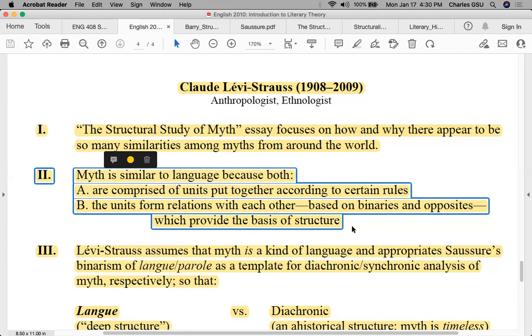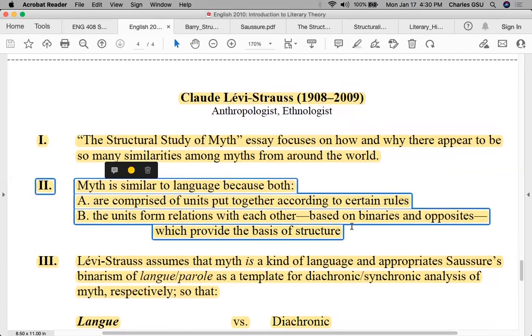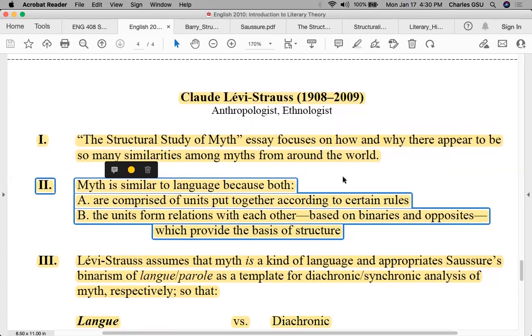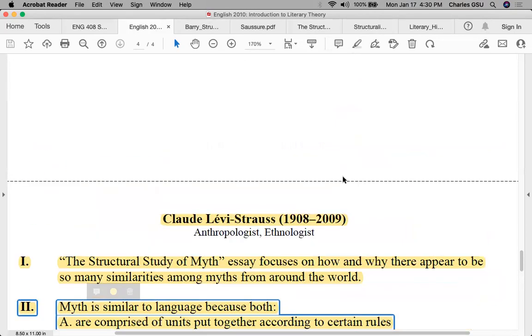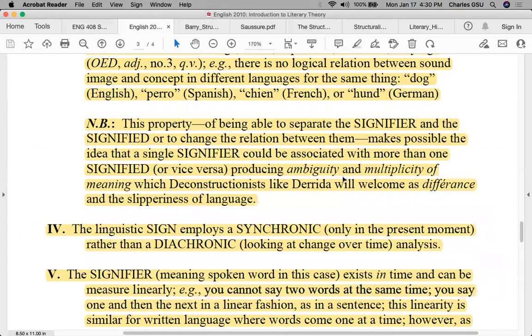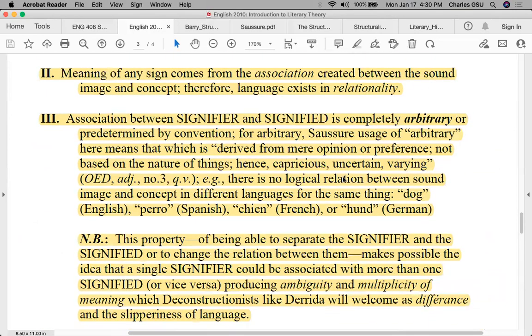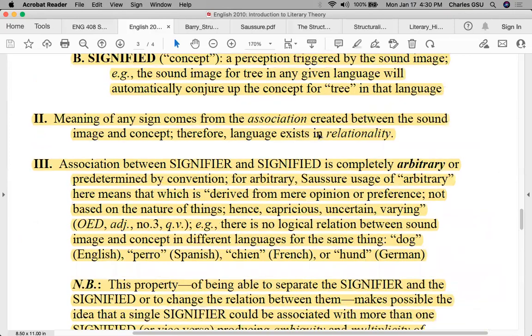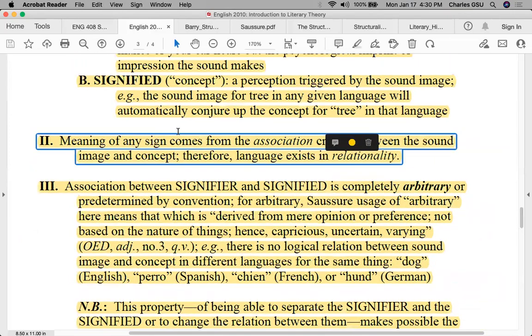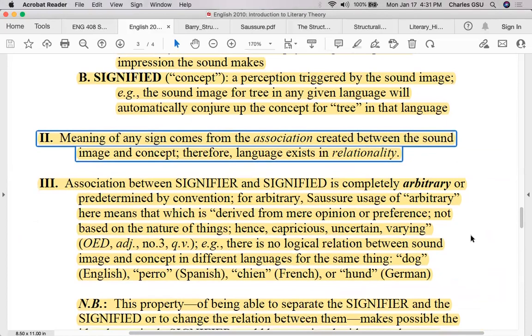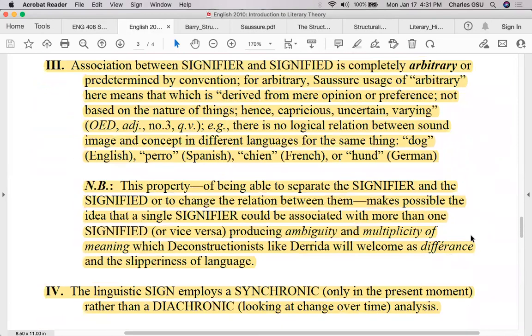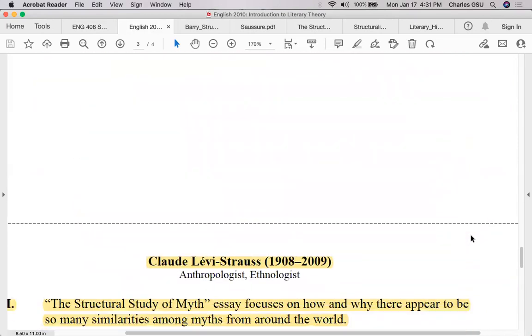So what he is kind of invoking here is this notion of relationality, if you will, as I mentioned a moment ago, in terms of the sign. Right here, that meaning of signs comes from an association created between the sound, image, and concept. Therefore, language exists in relationality. And there's another way that language exists in relation.